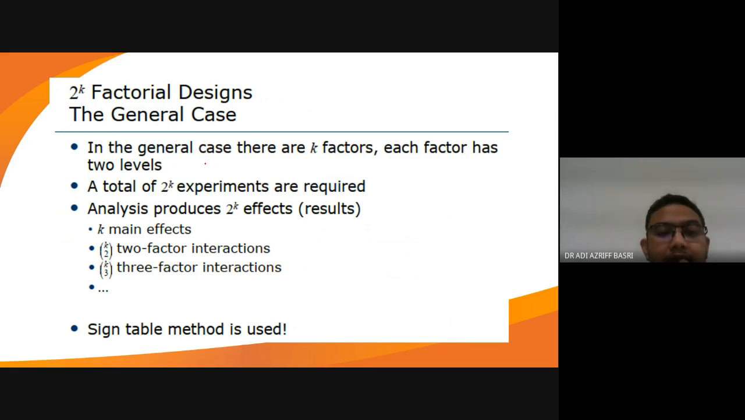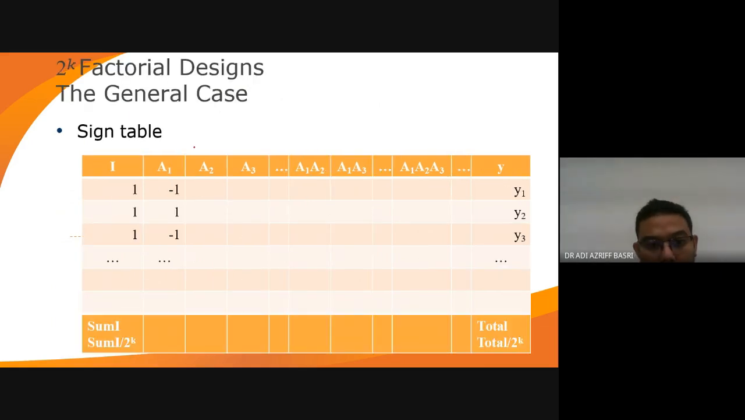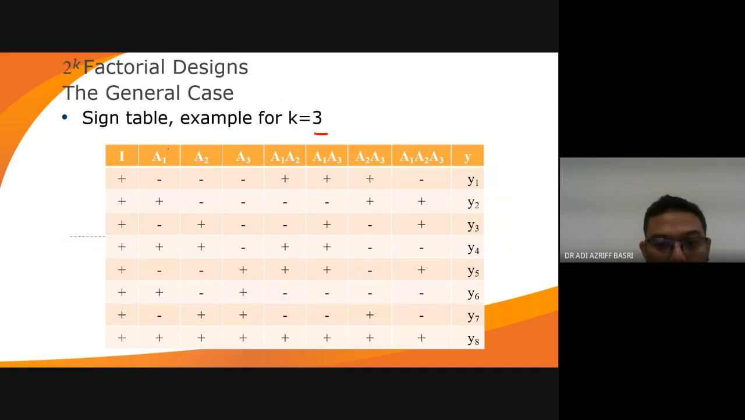Okay, so this is the 2 power of k factorial designs, the general case. In the general case, there are k factors. Each factor has 2 levels. So a total of 2 power of k experiments are required. Analysis produces 2 power of k effects: k main effects, 2-factor interactions, 3-factor interactions. So we can see the sign table here. For example, you have k equal to 3. Okay, so this is your table where k equals 3.